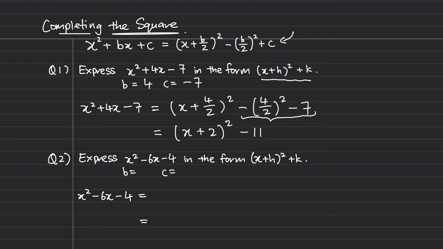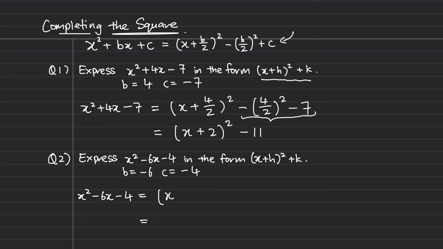Next, what happens if the b is a negative number? So in example 2, we have: express x squared minus 6x minus 4 in the form of (x plus h) squared plus k. So we will proceed as well to identify the b and the c. So here, the b would be negative 6 and the c would be negative 4. And again, we substitute these two values into the formula.